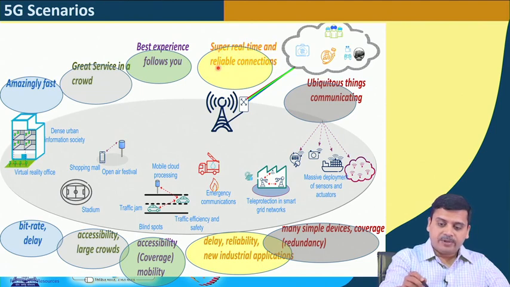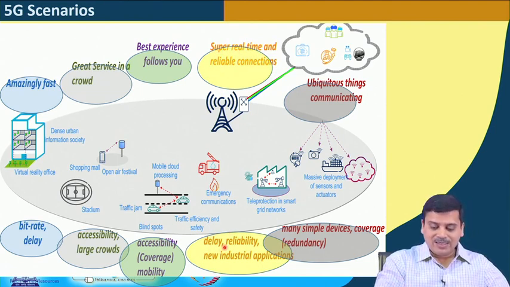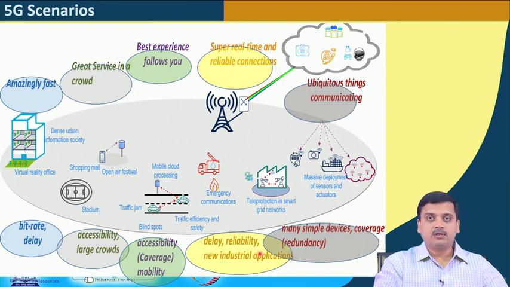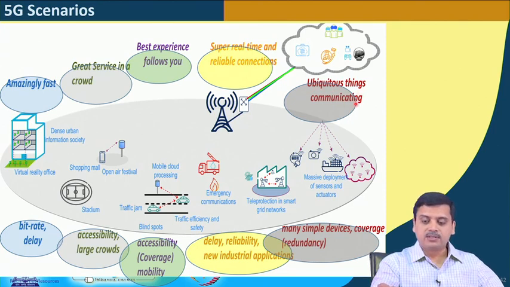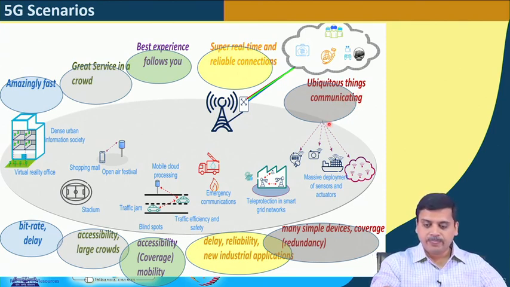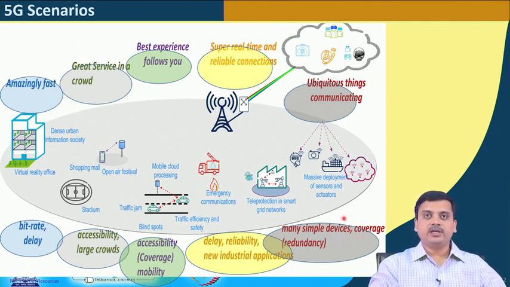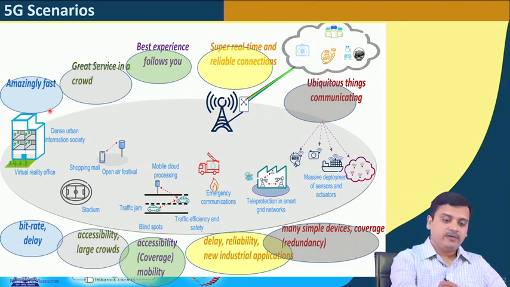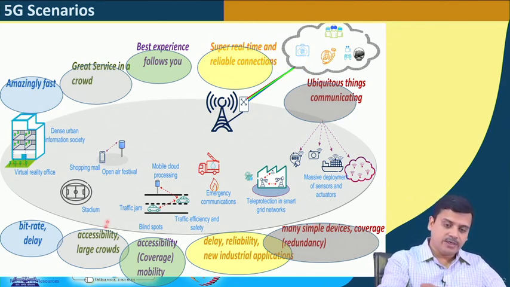Then there is super real time and reliable connections, which would translate to delay, reliability, and which would apply to industrial applications, where there is control of production, machinery and all the kinds of things. There would be a requirement of ubiquitous things communicating. That means, different kinds of things communicating, which would translate to many simple devices connected, as well as coverage is an important issue, and redundancy in connectivity is also important. So, there could be same kind of data going through, while on the other hand you need to provide communication while not flooding the entire network. So, there are different scenarios, and each scenario would translate to different requirements.